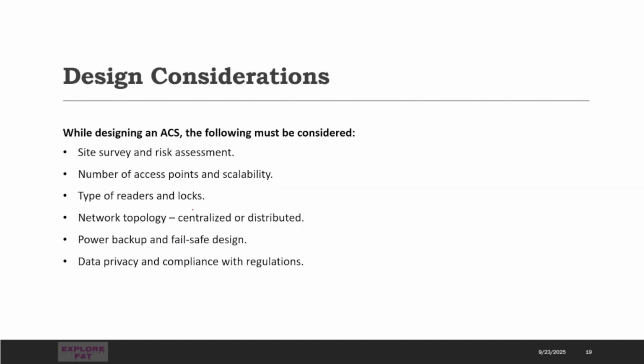Next one, design considerations. If you are going to design an access control system, you have to follow some steps. First we have to do the site survey of the door, like what type of door is there, because without a door you can't provide the locking hardware. So you have to do the site survey, and note the risks and everything. Okay, number of access points and scalability, type of reader and lock, network topology, centralized or distributed, power backup, whether it should be fail safe or fail secure, like what type of design the client requires, data privacy and compliance with regulations. Okay, so these are just the design considerations.